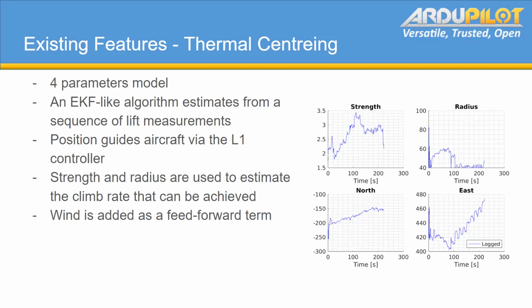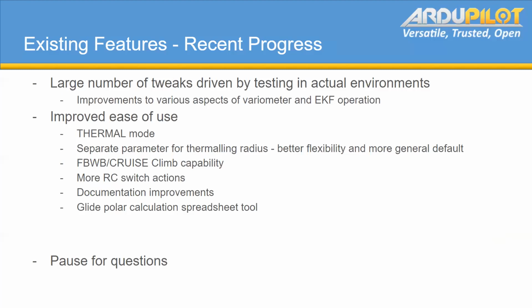And as I mentioned, there's four parameters, and those are basically the states of this estimator, and they evolve over time, like in this example. Now, recent progress within this set of features. There's been a large number of tweaks driven by the increased level of testing that we've had in actual environments. That's led to a number of improvements to various aspects of how the variometer functions, and also various factors about how the EKF thermal centering operates, to make it more robust, avoid some vulnerabilities that were found, and improve the performance in a wider range of conditions.